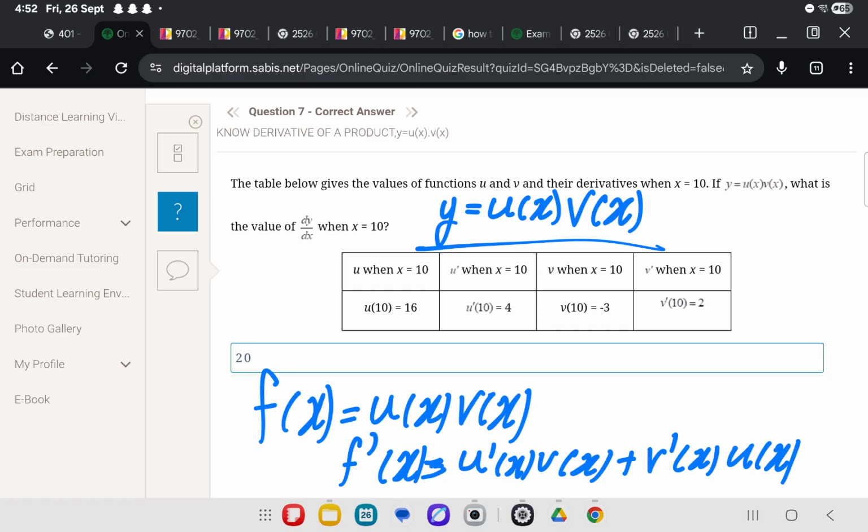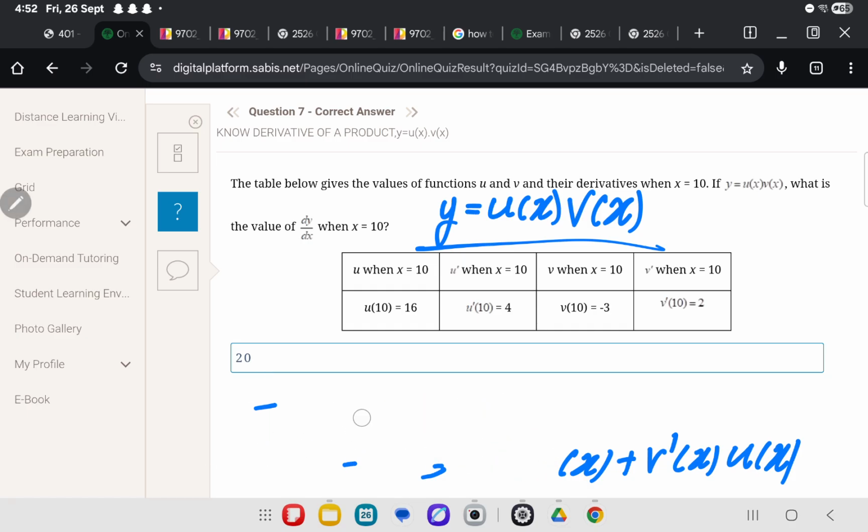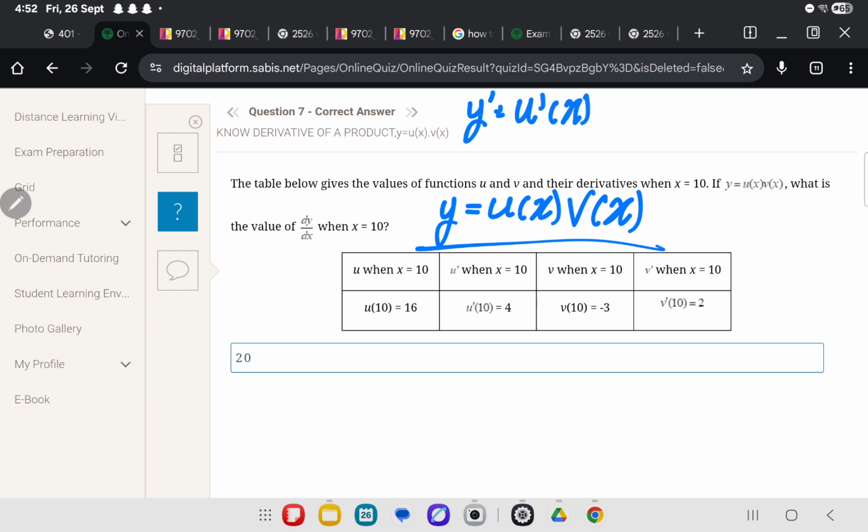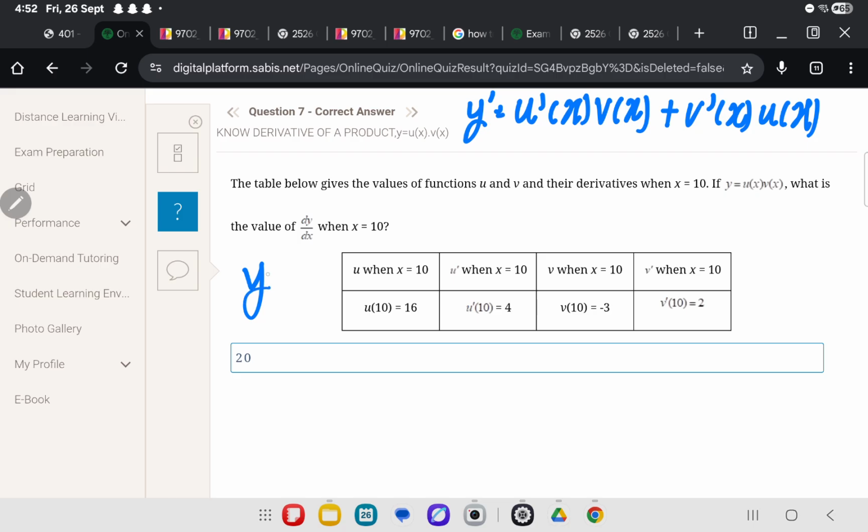So now, I'm gonna leave this up. So y prime is gonna equal u prime of x v of x plus v prime of x u of x. Okay, now they want y prime, right? So we're gonna have to apply this product rule. Applying it is fairly simple. They want y prime at 10.